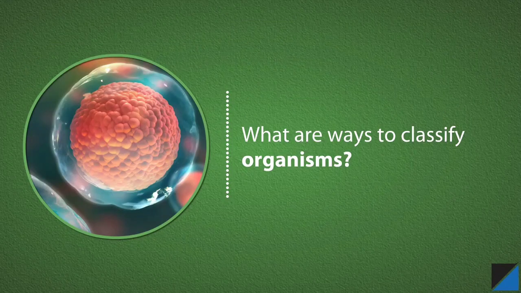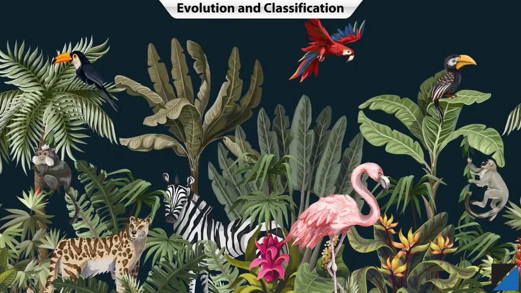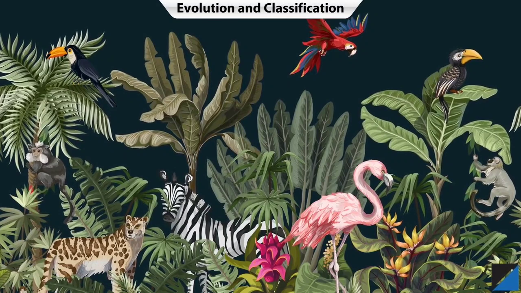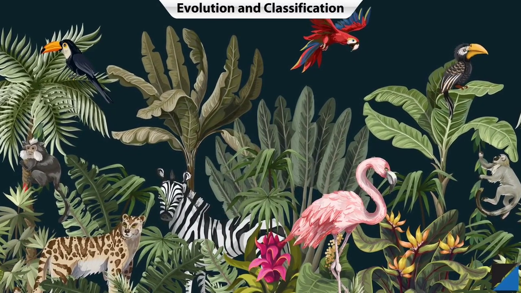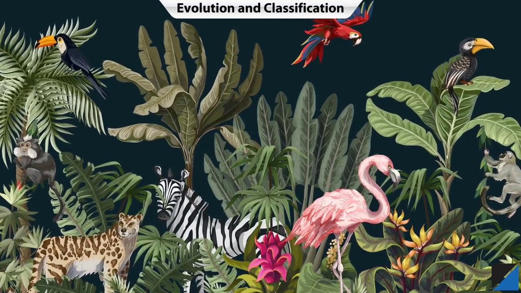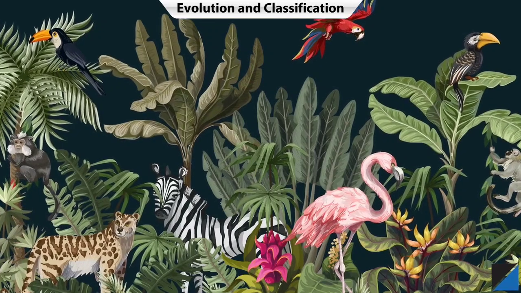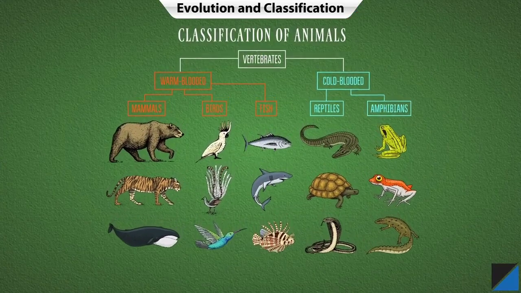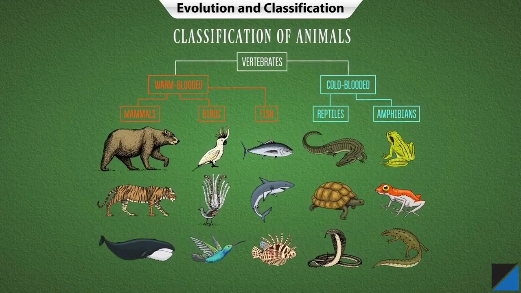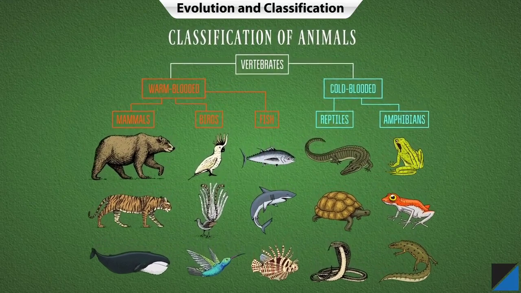What are the ways to classify organisms? Earth is the home to many species. According to scientists, there are far more species on Earth than what is discovered. Scientists have classified species into different groups based on characteristics.